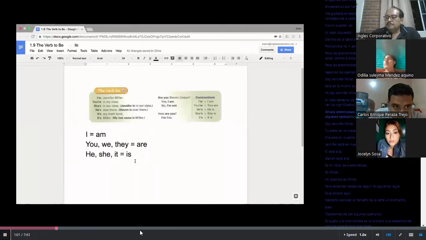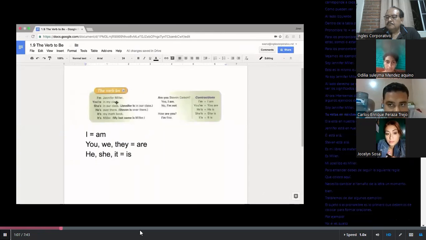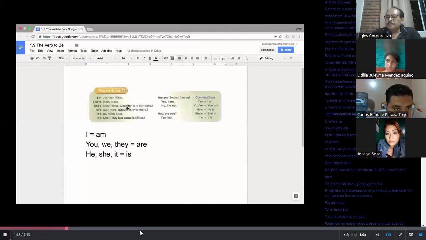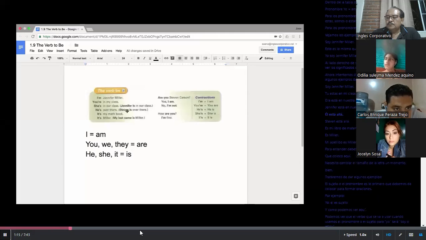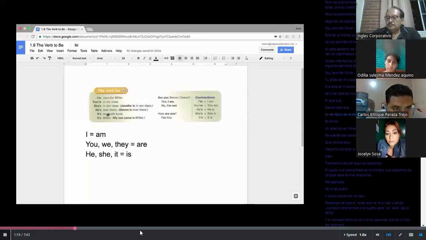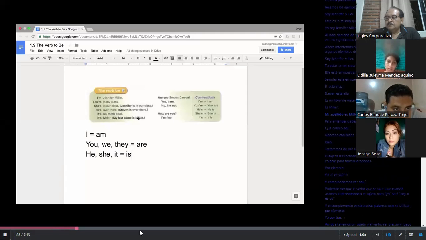Now let's try to make sense of this by looking at the examples on the chart. I'm Jennifer Miller. You're in my class. She's in our class. Jennifer is in our class. He's over there. Steven is over there. It's my math book. It's Miller. My last name is Miller.